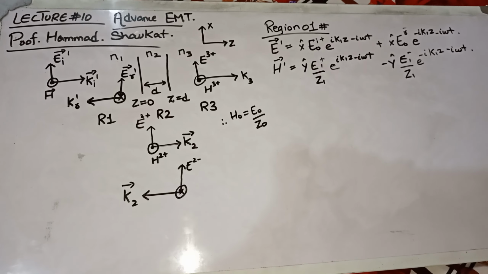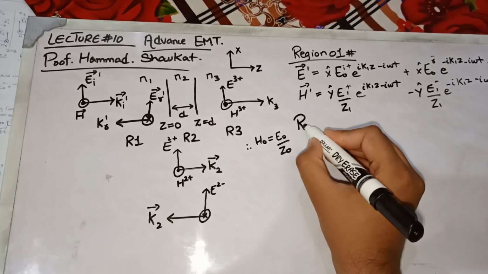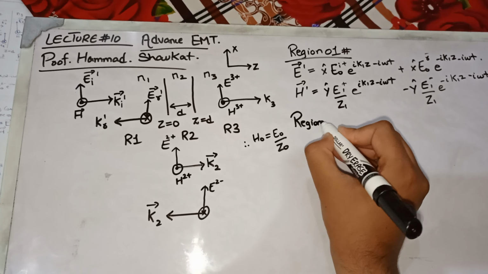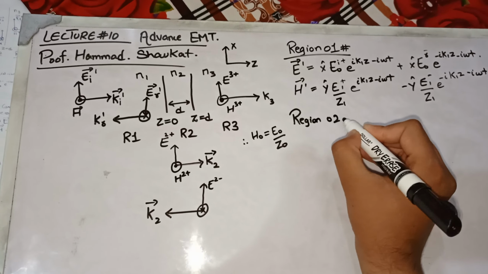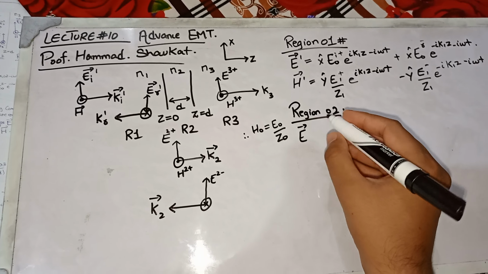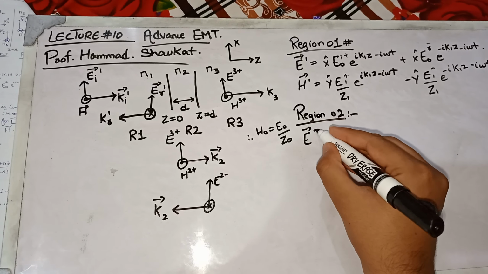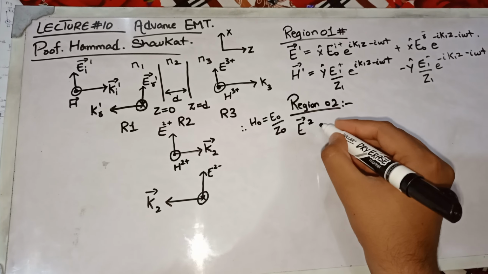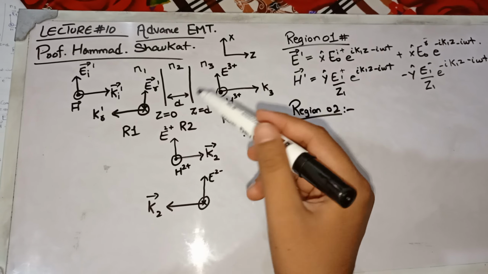Now you have to do the same procedure for region 2. For region 2, again you have to write first of all the electric field. So the electric field equation now becomes E2, because now you are in the second region. E2 becomes in the second region.